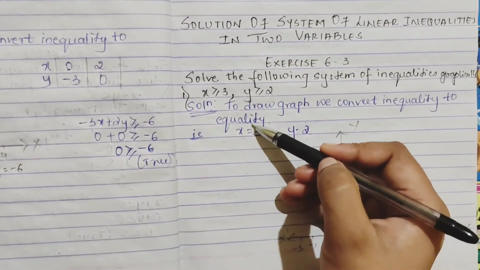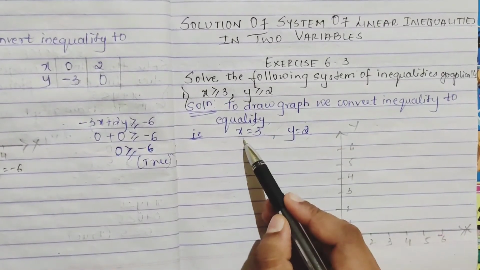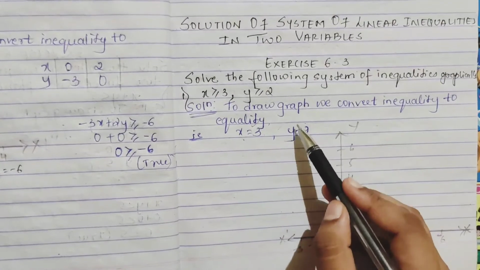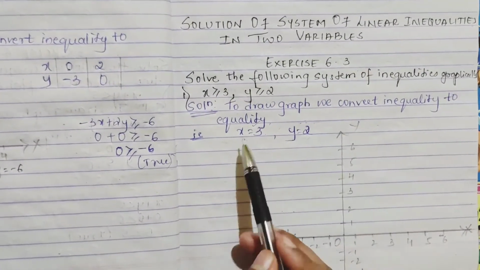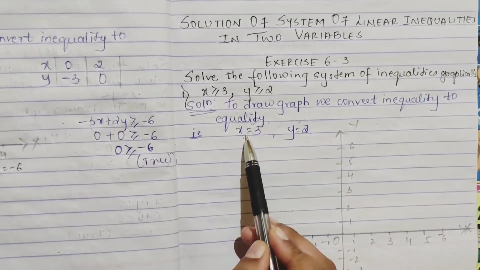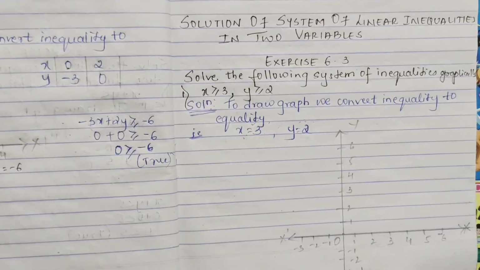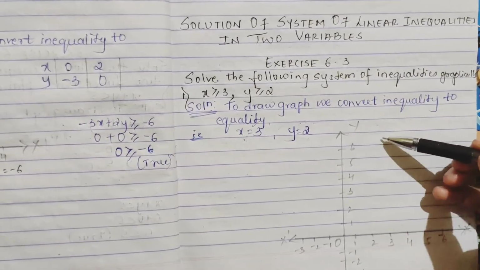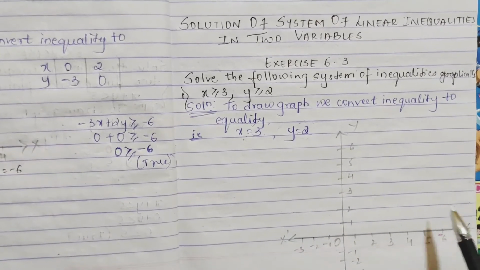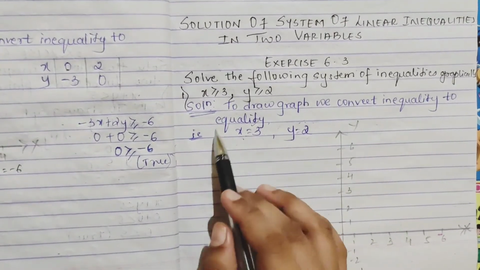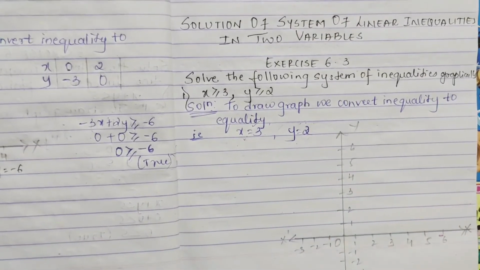When the x value is given, your y can be anything and the line will be parallel to your y-axis. When y is given, x can be anything, which means the line is parallel to your x-axis. So here x is equal to 3, which means this line, because it is parallel to the y-axis. Parallel means it stays the same, right? Y is equal to 2 is parallel to the x-axis, means this line. Whatever the y value is, x will always be constant. Whatever the x value is, y will be the same constant. Okay. So draw the line.